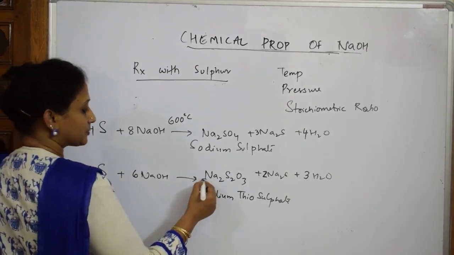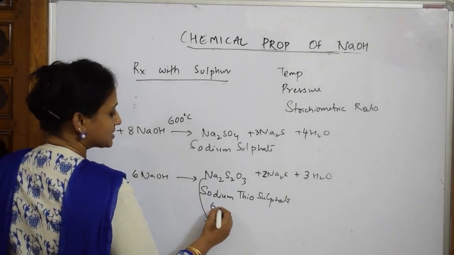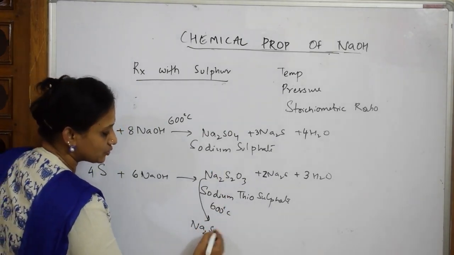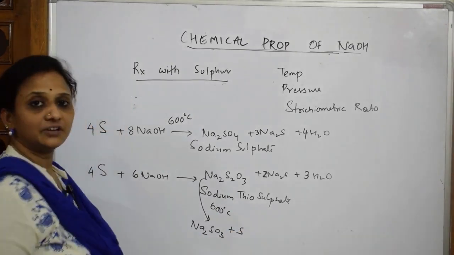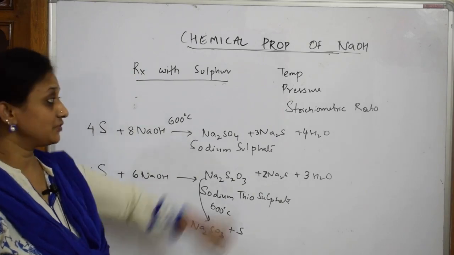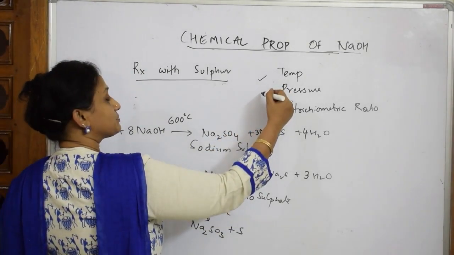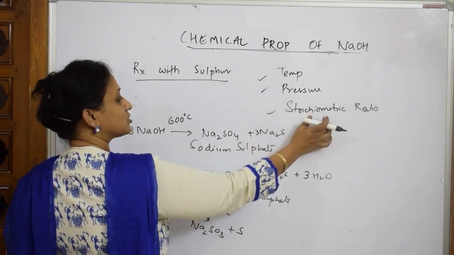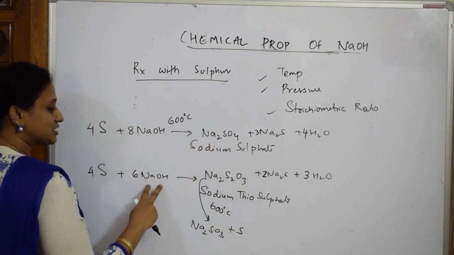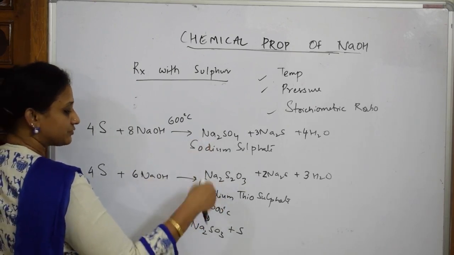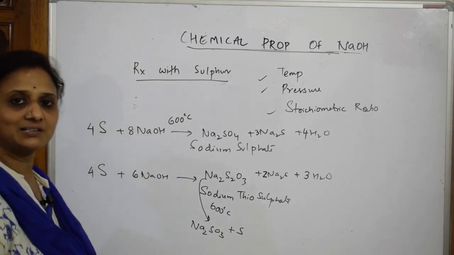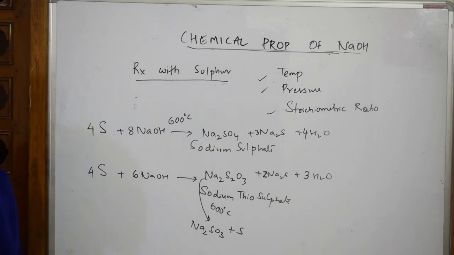Now suppose further, if I'm going to treat this around 600 degrees centigrade, what will happen to this sodium thiosulfate? It's going to break up again into sodium sulfate and colloidal sulfur. This is how it's going to further decompose. So these are the reactions for sulfur, which depend upon temperature, specific pressure and stoichiometric ratio. This is the concept which I picked up. If it is 8 moles, I'm going to get sodium sulfate. If it is 6 moles, I'm going to get sodium thiosulfate, which further decomposes or converts into sodium sulfite and elemental sulfur. Right, so please note the reaction.